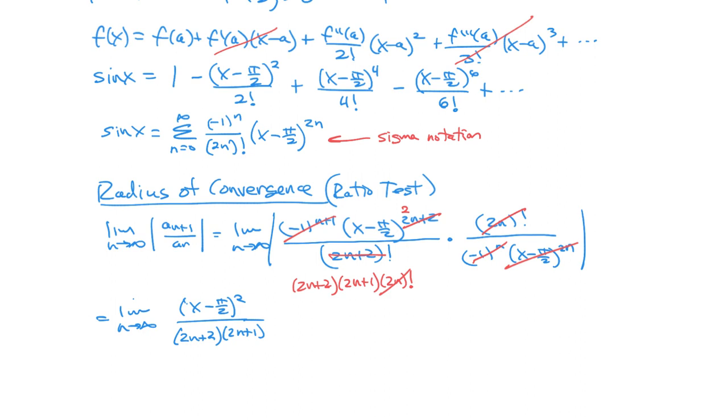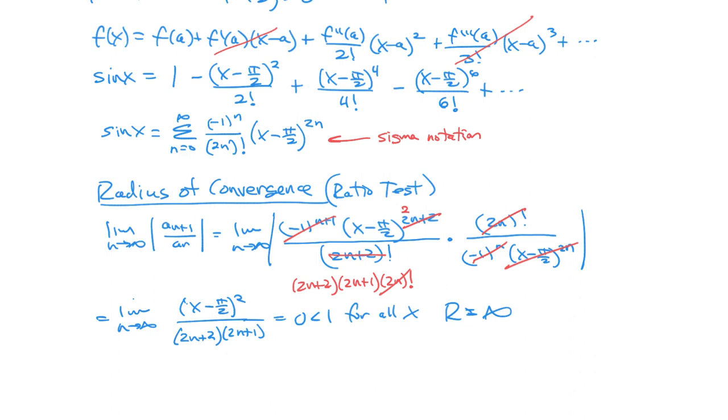And when we take the limit of this, as the denominator goes towards infinity, and this thing is just x minus pi over 2 squared, the limit of this is going to be 0 because the denominators grow without bound. So the limit of this is 0, which is less than 1 for all x. So the radius of convergence is infinity, right?